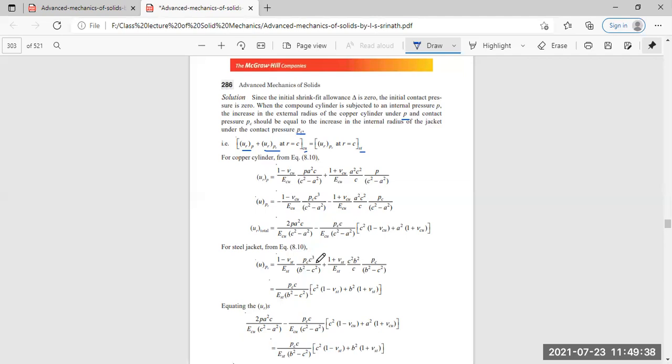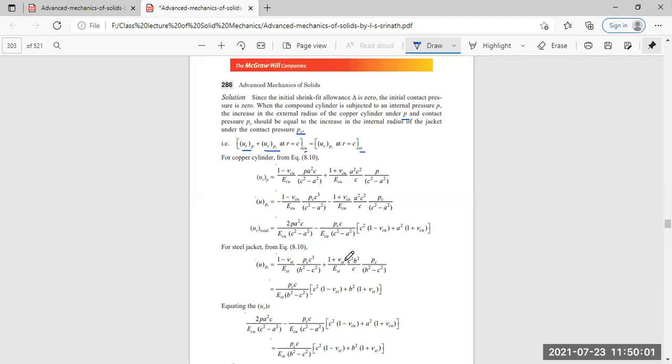It is the internal radius of the steel jacket itself. PC is the stress created at the internal surface of the copper tube. The same pressure is applied for steel as well as for copper. B is the outer radius of the steel tube, and C is the inner radius. And here, the same things are used.